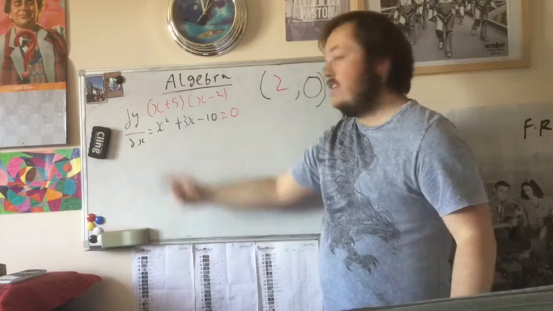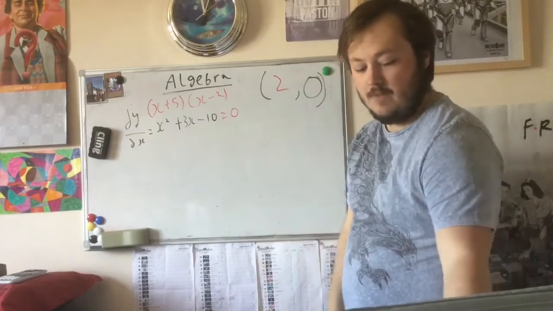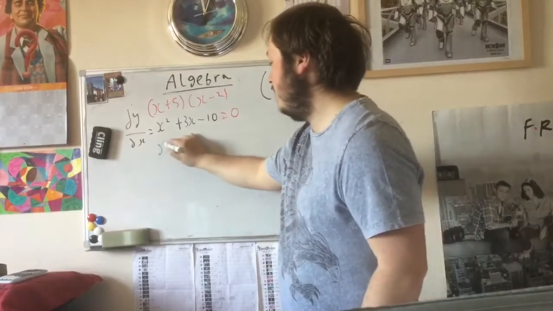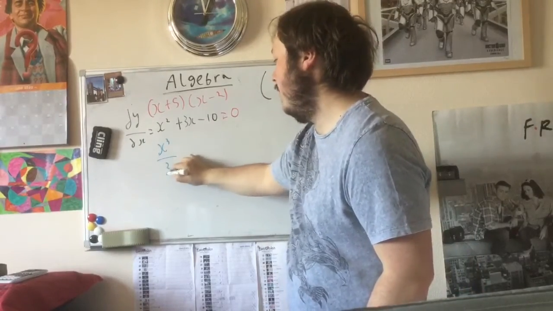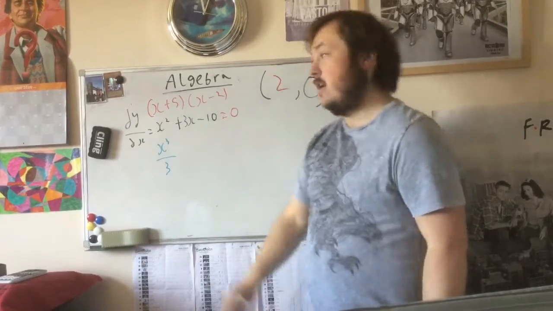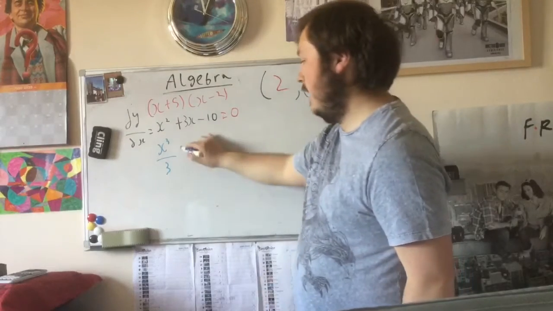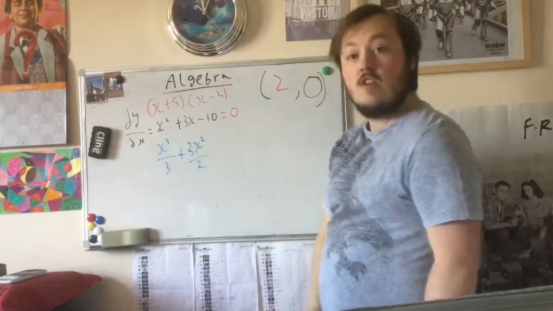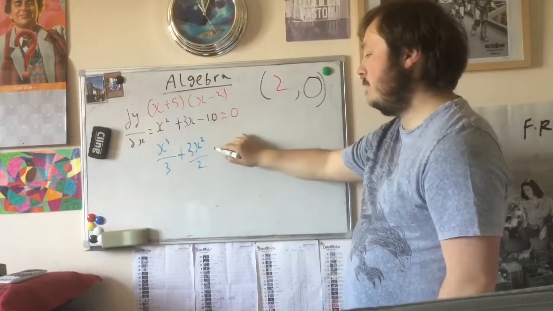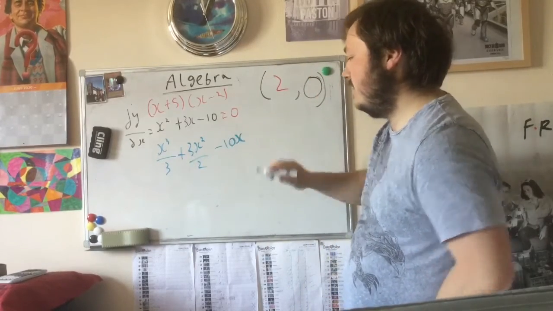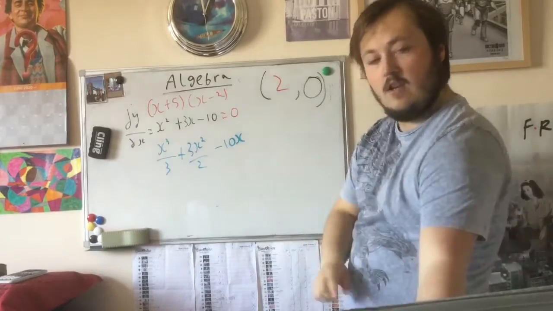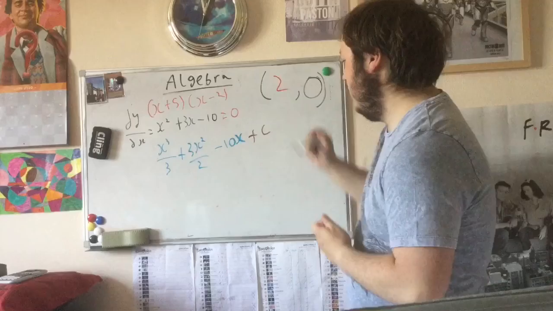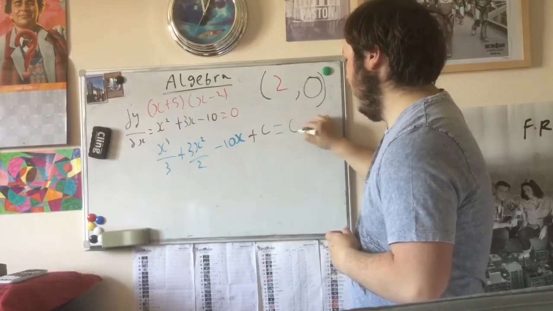Now, we need to integrate this equation. Now, when you integrate this part, the x squared, that becomes x to the power of 3 all over 3. When you integrate this part, the 3x, that becomes 3x to the power of 2 all over 2. Then when you integrate this part, this becomes -10x, and then don't forget, we add on at the end our plus c. And all of this will equal 0.